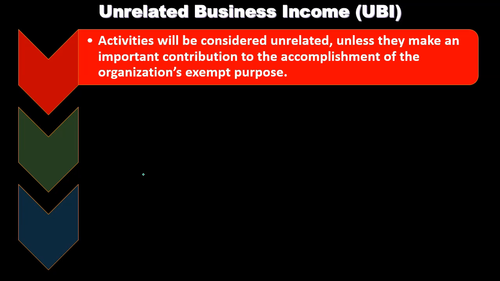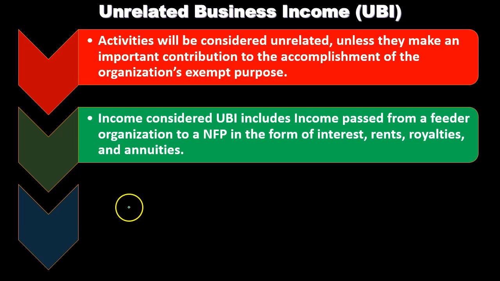So again, you might think, well, what is unrelated business income? Activities will be considered unrelated business income, which could be subject to taxation, unless they make an important contribution to the accomplishment of the organization's exempt purpose. So obviously, if they're contributing to the exempt purpose, then you would think that it would not be an unrelated business type of activity. It would be one of the primary activities, those primary activities having to qualify under some code section in order to qualify for the exemption status.